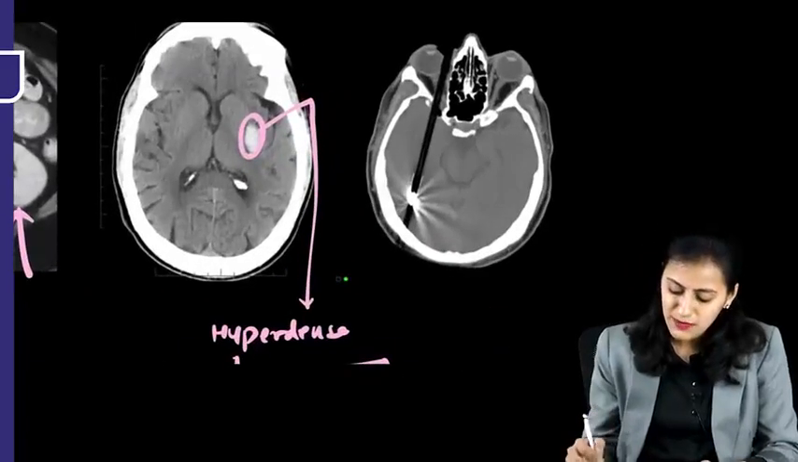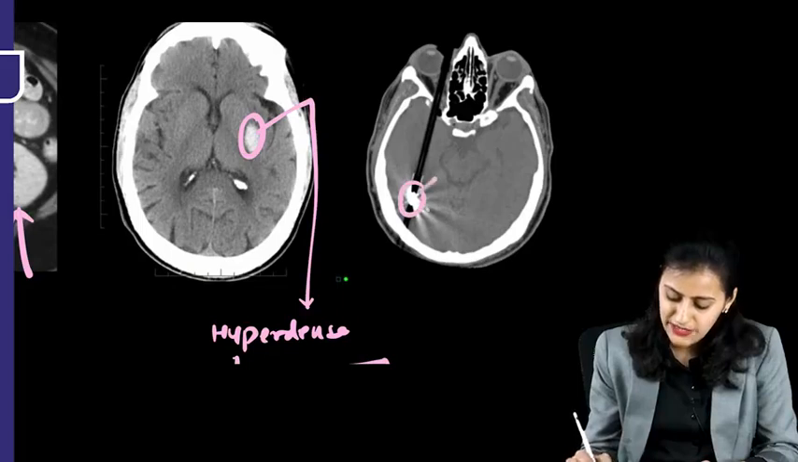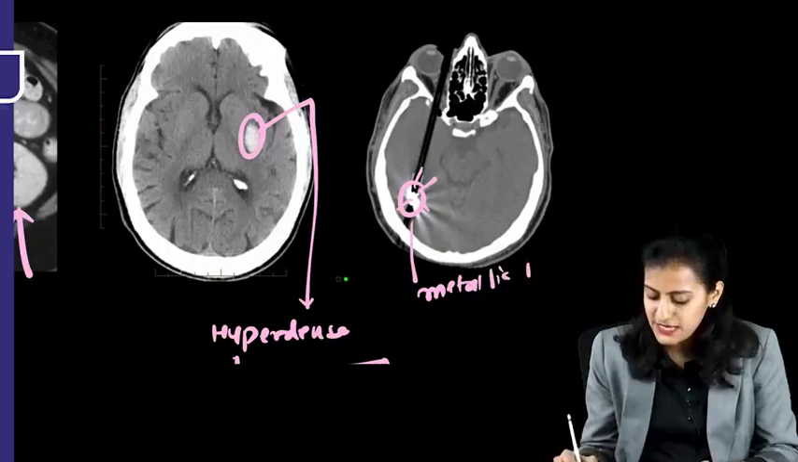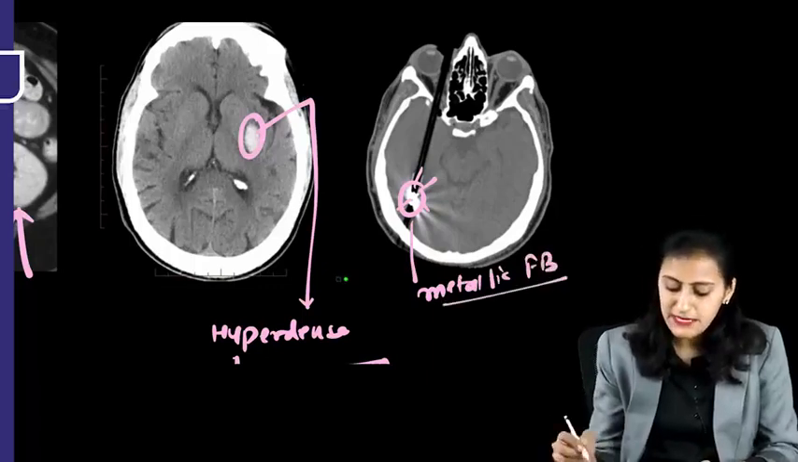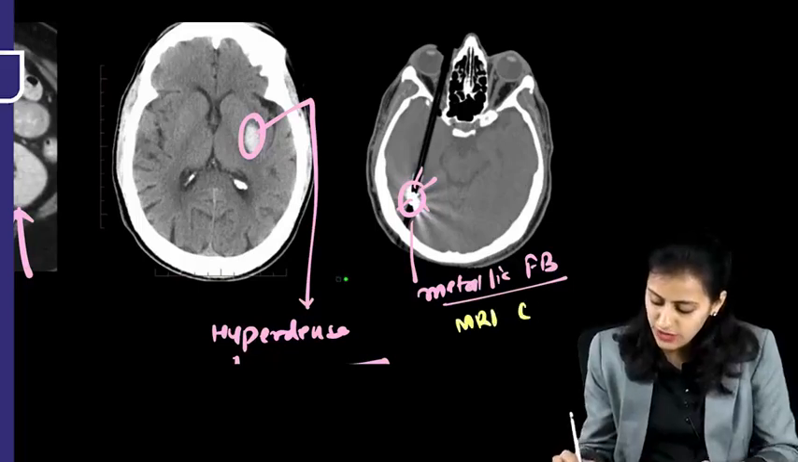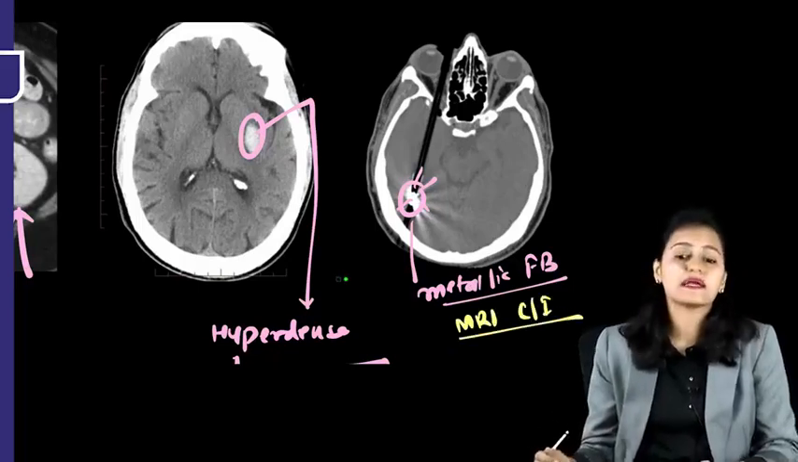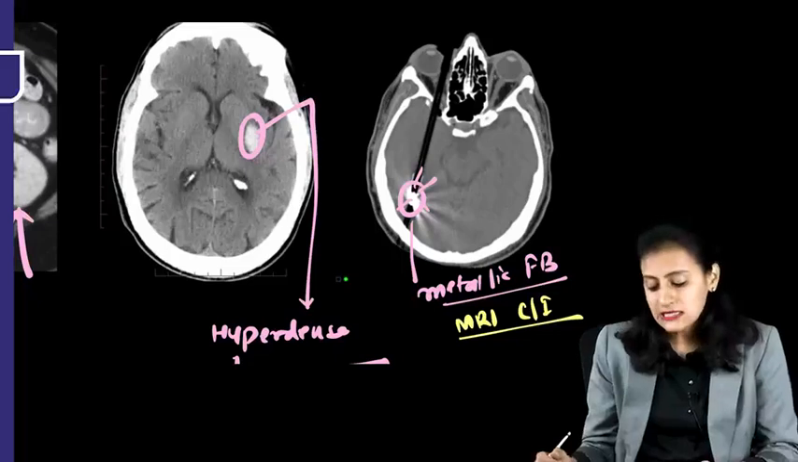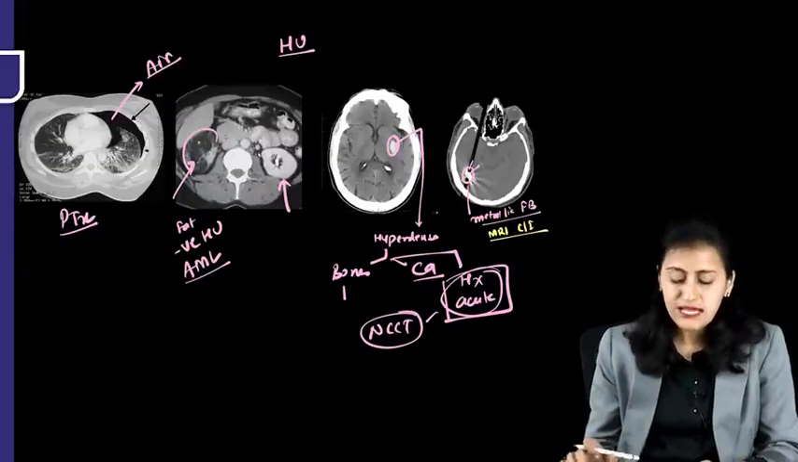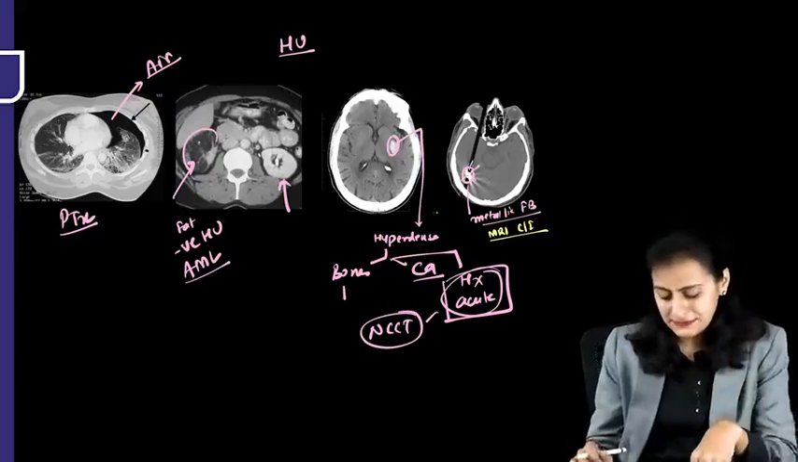This one, which is very, very white on CT and giving those artifacts, right? This is the metal or metallic foreign body. Remember an important point that for metallic foreign body, MRI is contraindicated. X-ray is the first investigation. CT is the best investigation. Right, so that's the black and white on CT.